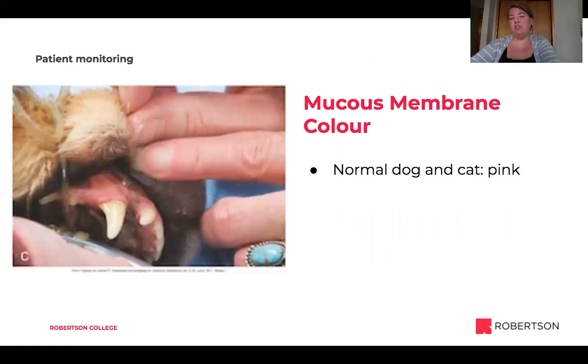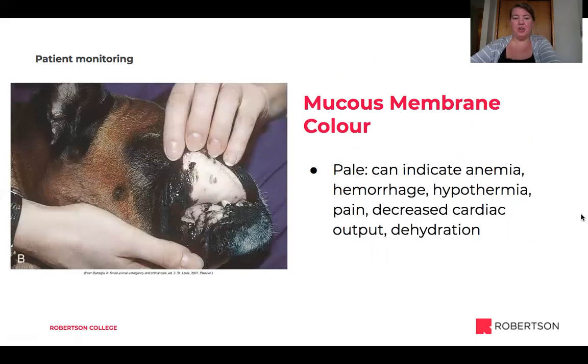We can also measure or monitor our mucous membrane color. So in a normal cat and dog, we want to see nice pink gums like this, nice and healthy. And now I've got 4 abnormal versions to show you. So this would be a pale gum. So they look really white. This usually is going to indicate some kind of anemia. Maybe the animal is hemorrhaging. It could also indicate that the animal is hypothermic, so low body temperature. It could indicate that they're in pain.